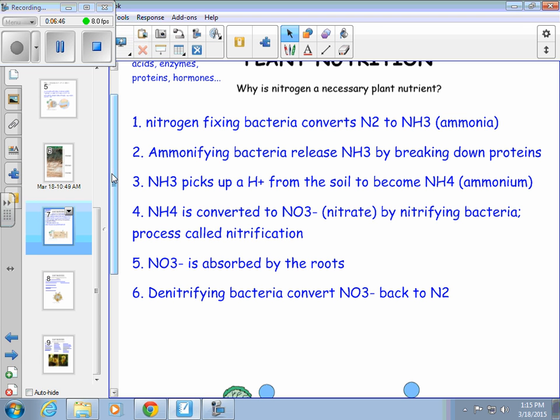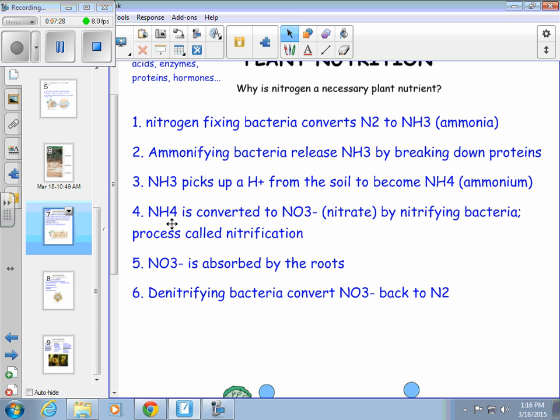The process is called nitrogen fixation, and it takes atmospheric nitrogen and converts it to NH3, which is ammonia. We also have a different kind of bacteria that are in the soil called ammonifying bacteria, and these bacteria will release ammonia by breaking down proteins. Now, through step 1 and step 2, there are 2 different ways, but both coming up with ammonia. That ammonia will then pick up an additional hydrogen from the soil to make ammonium, NH4.